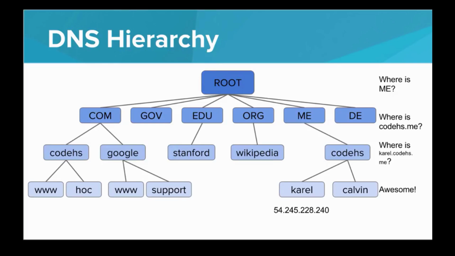We just have to go to the root, say, hey, where's the me top-level domain server? It takes us down to the me. Then once we're at the me server, we say, where's codehs.me? And that takes us one level down to codehs.me. When we're there, we say, where is carol.codehs.me? And that takes us one level down to carol.codehs.me, and then we actually have an IP address that we can go visit. So that is the DNS system. The big takeaway here is that DNS maps human-readable domain names into actual physical IP addresses.